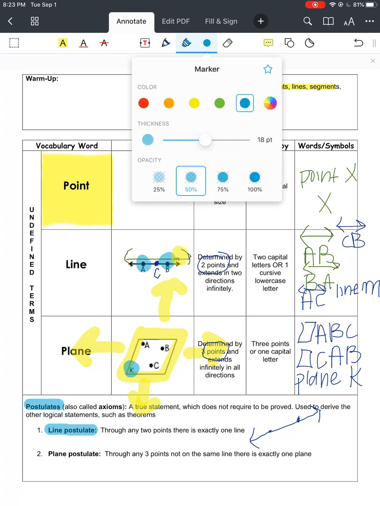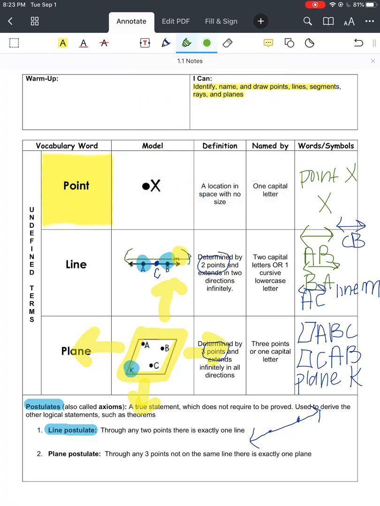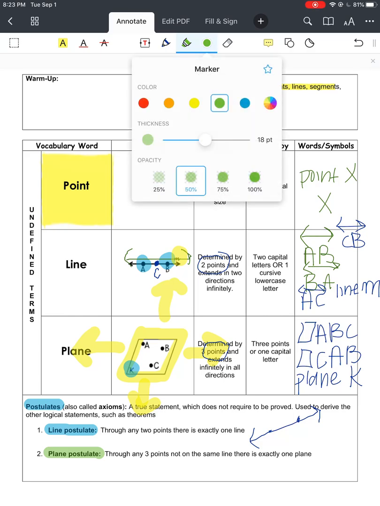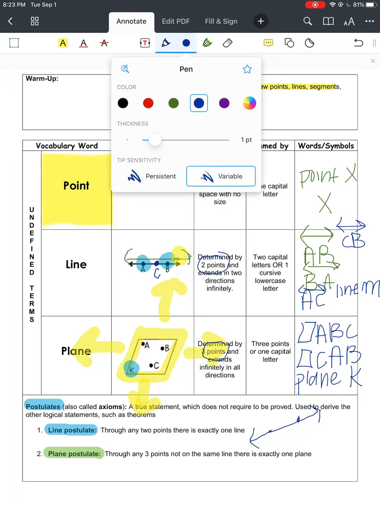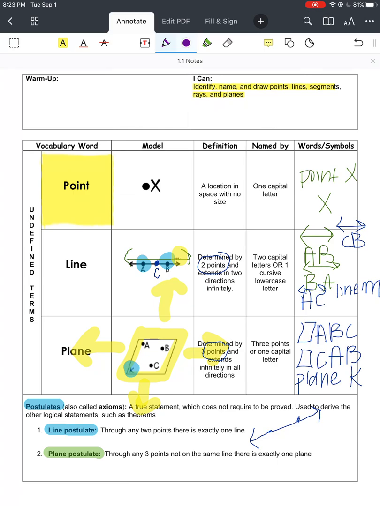The second postulate is the plane postulate. The plane postulate has a lot to do with the definition of a plane. So a plane has 3 points. So I have to draw 3 points. However, they have to be in sort of a triangular shape. They can't all be on the same line. There is exactly one plane. So through any 3 points, I can draw a plane around it.